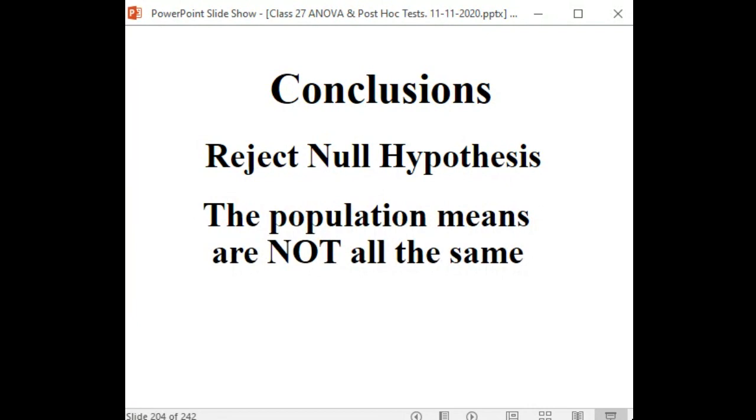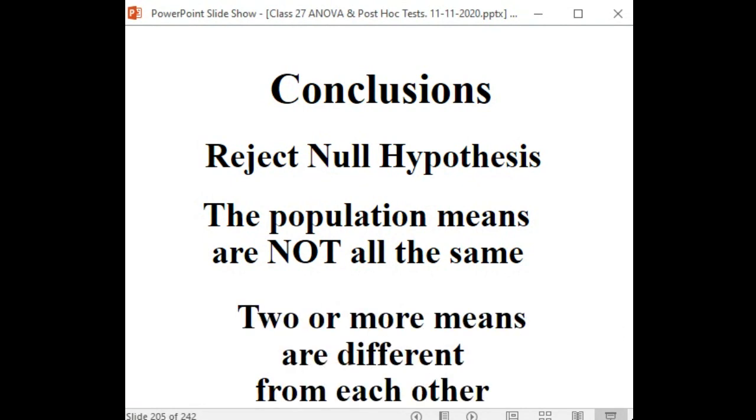Second, we can conclude that the population means of the 3 groups are not all the same. And third, we can conclude that 2 or more of the means are different from each other. These 3 conclusions are really just 3 ways of expressing the same idea. But now that we know that the means are not all the same, we still face an important question.